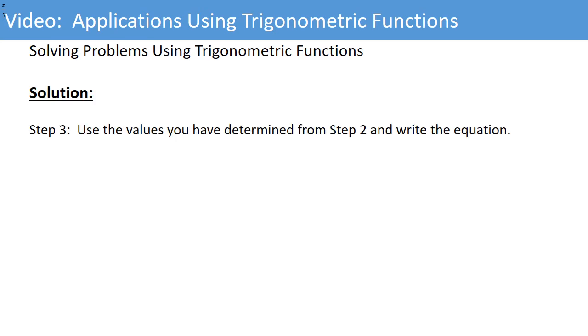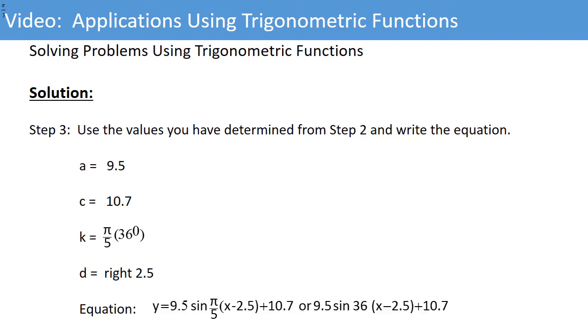Now, your solution. Step 3, use the values you have determined from step 2 and write the equation. A is 9.5, C is 10.7, K can either be pi over 5 or 36 degrees, D is to the right, 2.5. So our first equation is 9.5 sine pi over 5, x minus 2.5, plus 10.7, or 9.5 sine 36 degrees, x minus 5, plus 10.7.